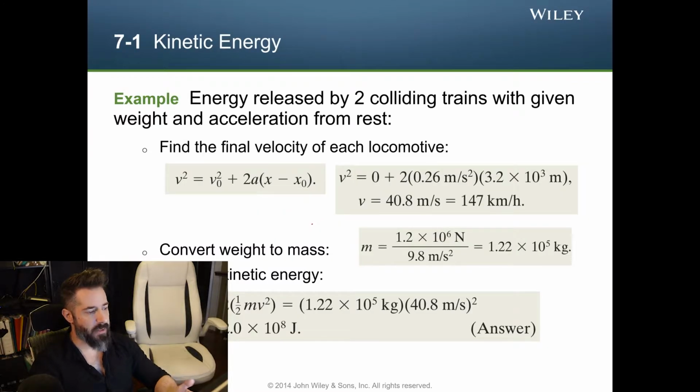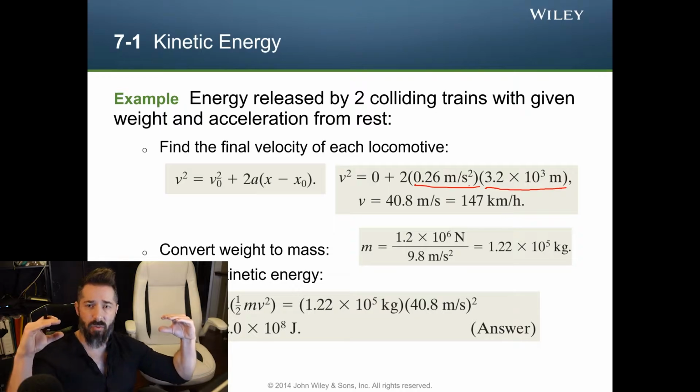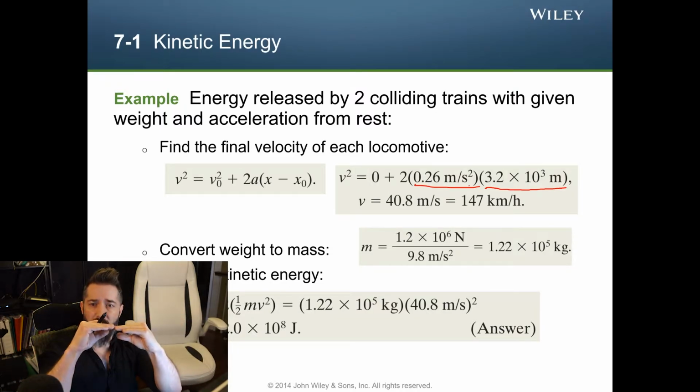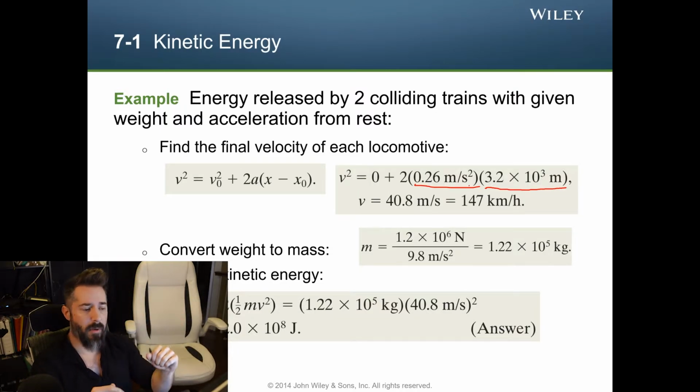Okay, so some of the equations we get into here. I'm going to look at the energy released by two colliding trains with given weight and acceleration from rest. It's an example problem in the book. They have the details of the acceleration and the weight in there. This is the acceleration that's given. This is the distance that's given. I believe it's double the distance because it's two trains moving head on and they're going to collide with one another. So they've just taken half the distance for one train, right? One train goes half, the other train goes the other half.